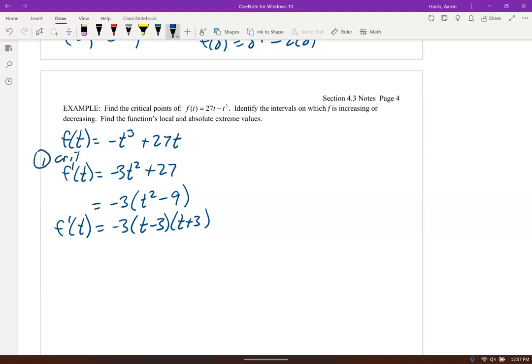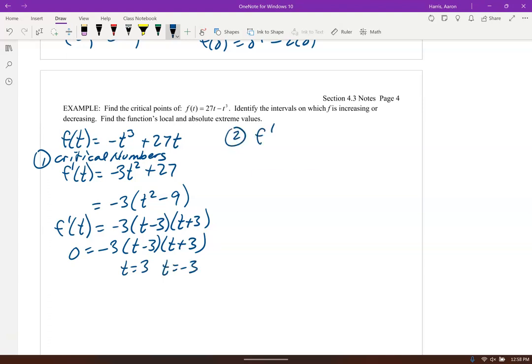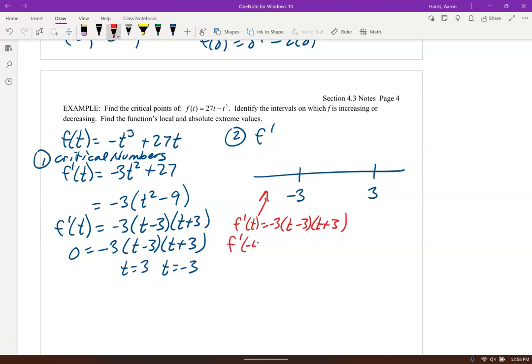So number one, our critical numbers is what we're finding here. Where's our derivative undefined? Nowhere, but where's our derivative equal to 0? t being 3, t being -3. So let's throw it on our first derivative test, -3 and 3. And let's test to the left of -3. So here's our f prime, t minus 3, t plus 3. Let's throw in -4.